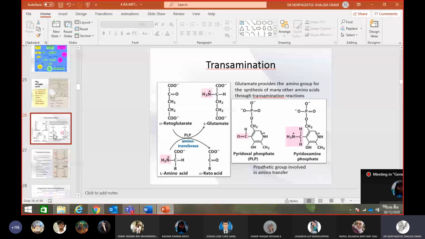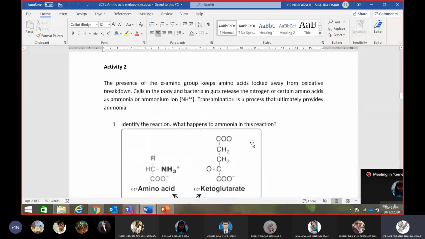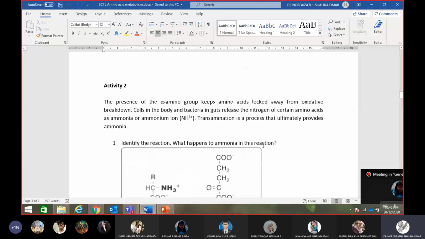Okay. So this is the reaction. Identify the reaction. Okay, this is transamination. What happens to ammonia in this reaction? In transamination, what happened to the ammonia? This is the ammonia group, NH3. What happened to ammonia in this reaction?